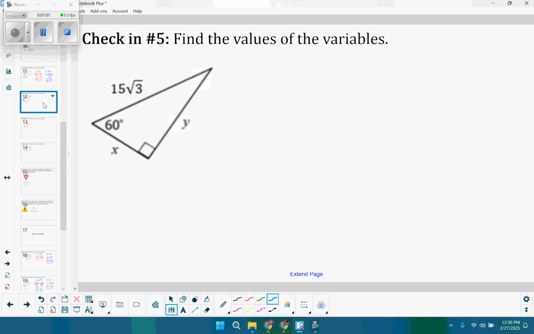Here's the try problem for you. Pause. Answers posted in Google Classroom.